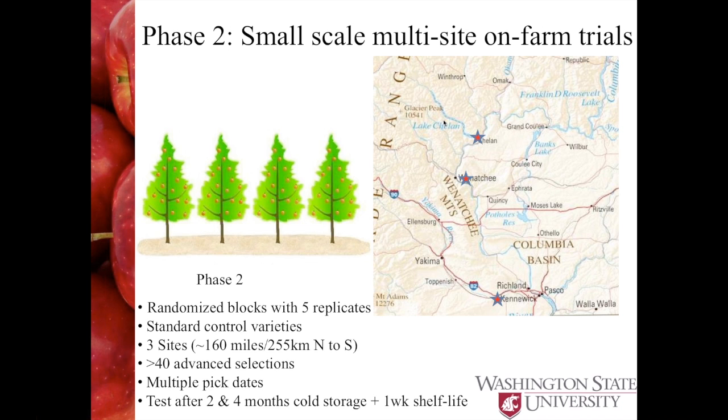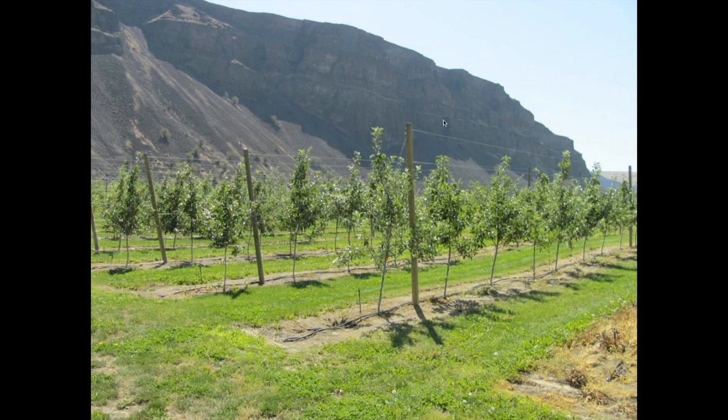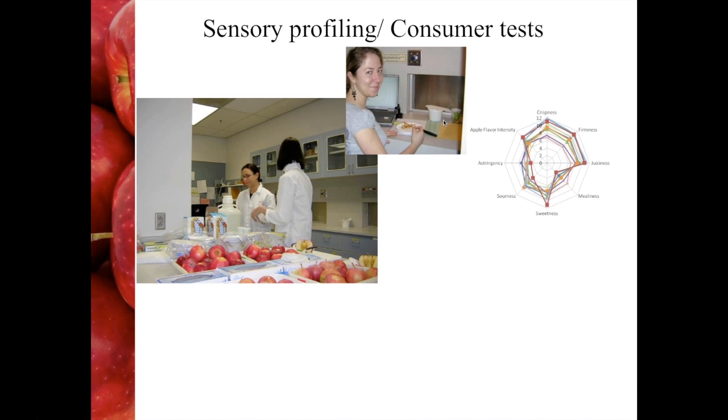So as I said before, maturity gauging is the most difficult thing. By doing multiple pick dates, in other words, picking the same sample over a number of weeks, we can hopefully get a better indication of that maturity. And we test the fruit for 4 months as well as 2 months, just because we have some more fruit and we want to push that storage a little bit further. Here you can see the WSU orchard. The trees are more widely spaced, they're bigger trees, so we'll get more fruit.